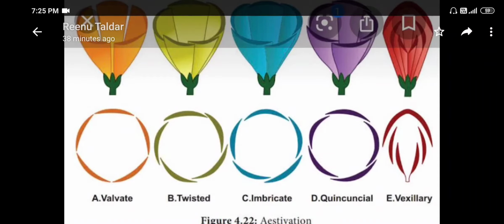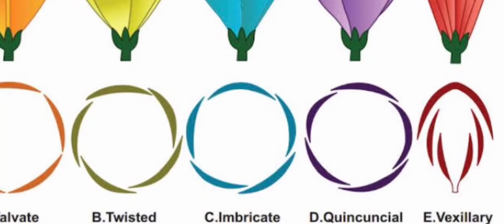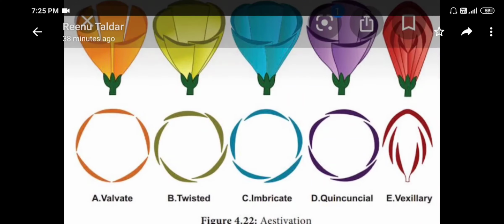The next is the vexillary type. Here there are 5 petals which are of different sizes. You can see the 2 biggest are known as standard, which are overlapped by the 2 small ones which are known as wings, and which in turn are overlapped by the further smallest ones which are called keel. So Gulmohar and pea are basically the examples for the vexillary type of estivation.